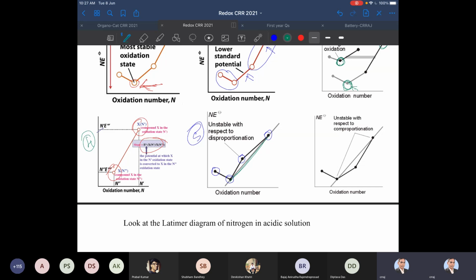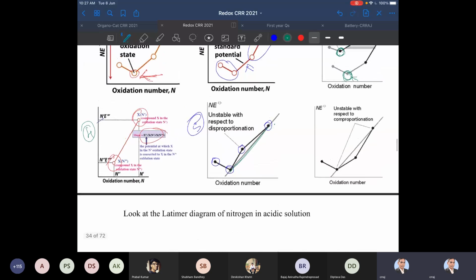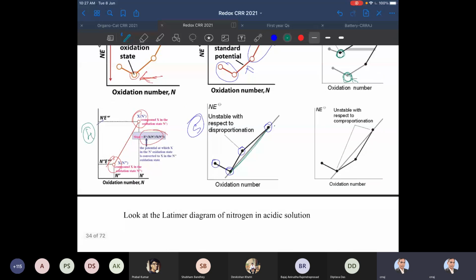Looking at the three species, if you connect the two species here with a line, then the species lying above the line is liable to undergo, or is unstable with respect to, a disproportionation reaction. I will give you examples, then you will be able to understand. It is not simply something to mug up. This we can prove thermodynamically, as we have done in the Latimer diagram.